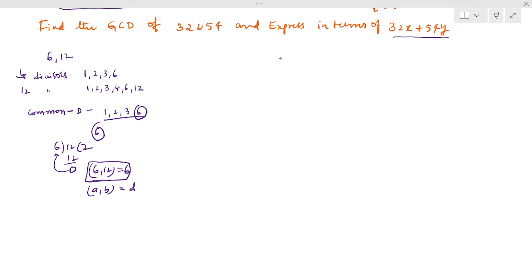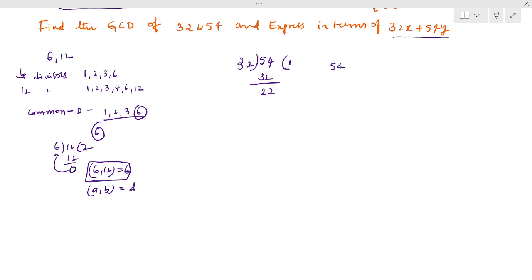So here I have 32 and 54. I am going to divide 54 by the smaller number 32. As I told you already, we are using Euclid's algorithm, which is the method to find the GCD of two numbers by successive division. 32 ones are 32, so 54 minus 32 is 22.